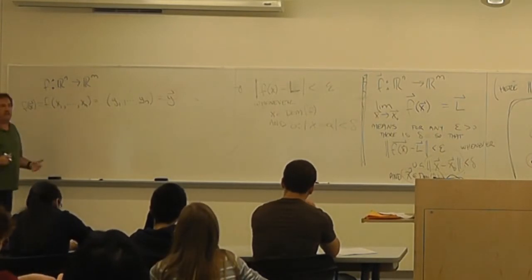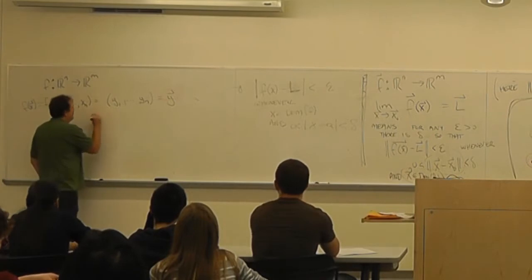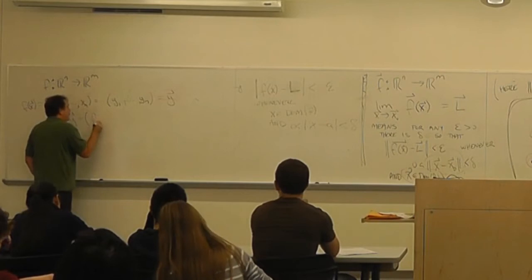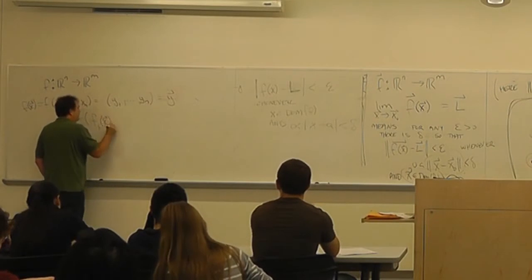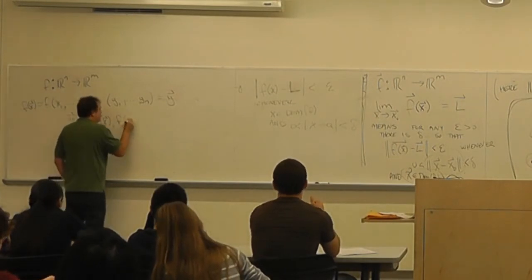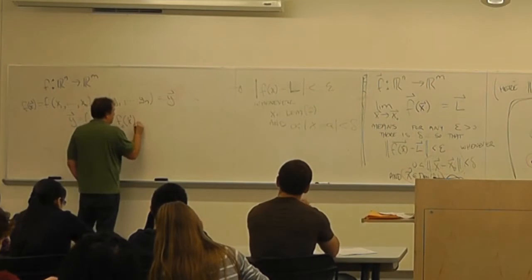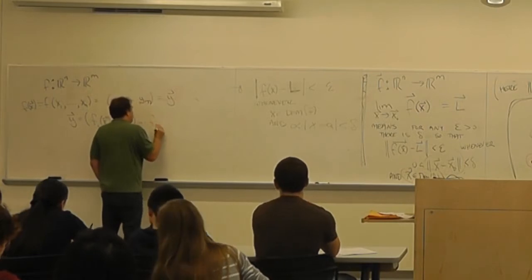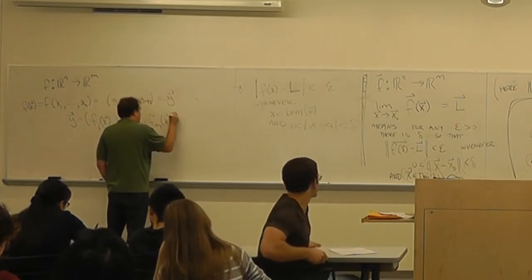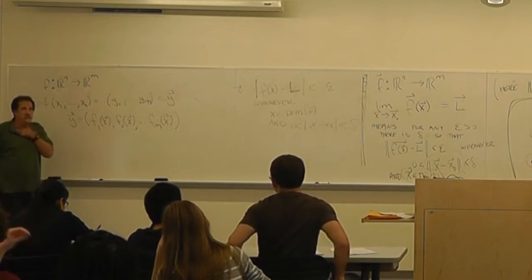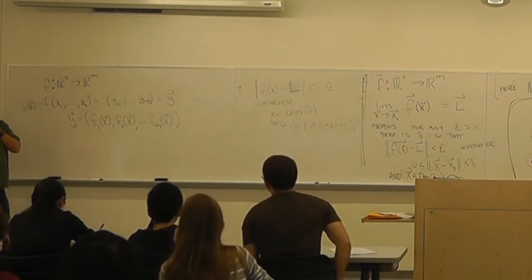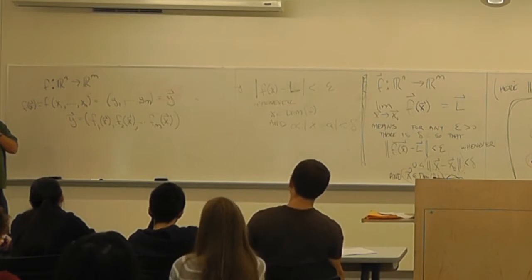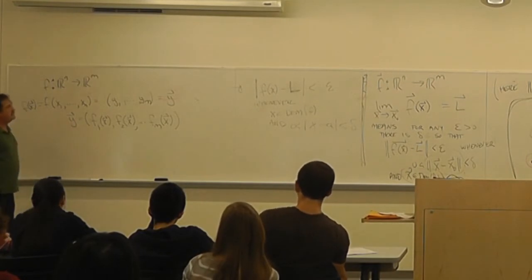We have these coordinate functions. We can write this as f1 of x vector, f2 of x vector, up to fm of x vector. This should be an m. Right? Yes? Everybody knows what I'm writing, or am I just writing symbols? Okay, so we have that.